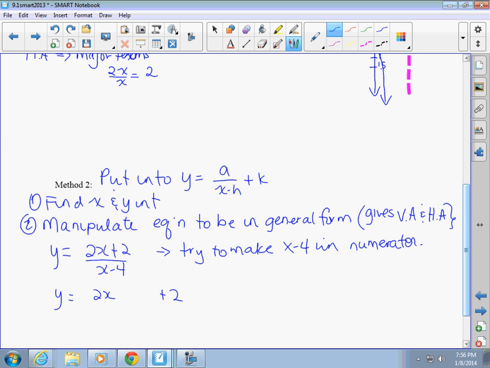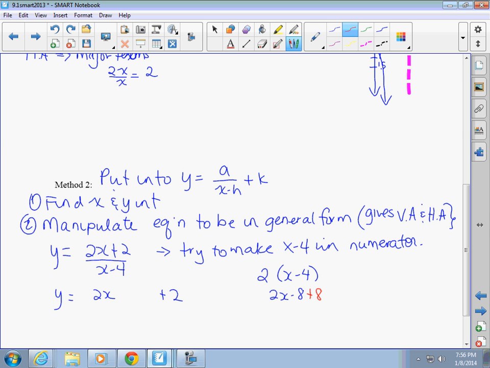So 2x, to get it so that there's an x minus 4 in there, what I need then is to have 2 times x minus 4. So that really is 2x minus 8. So really all I'm doing to this equation is putting in a minus 8. But I can't just say minus 8 because that changes the whole thing. So what I have to do is add 8 to the equation as well, because then I've really added nothing.